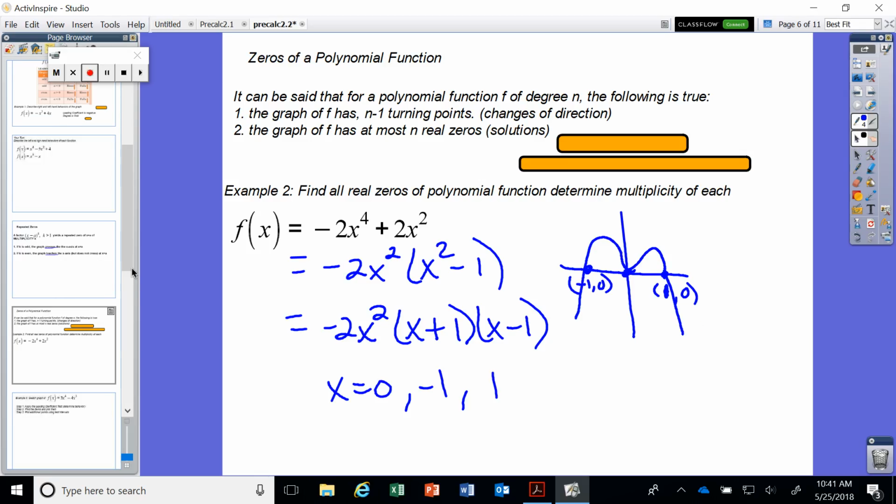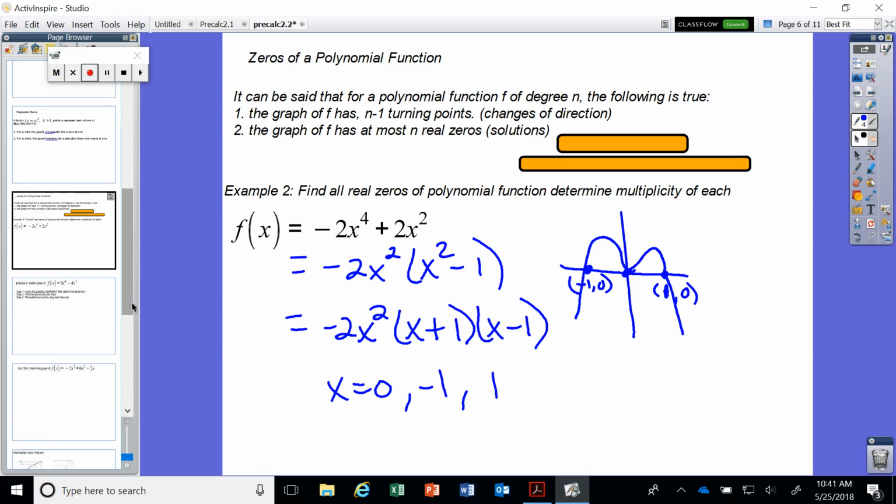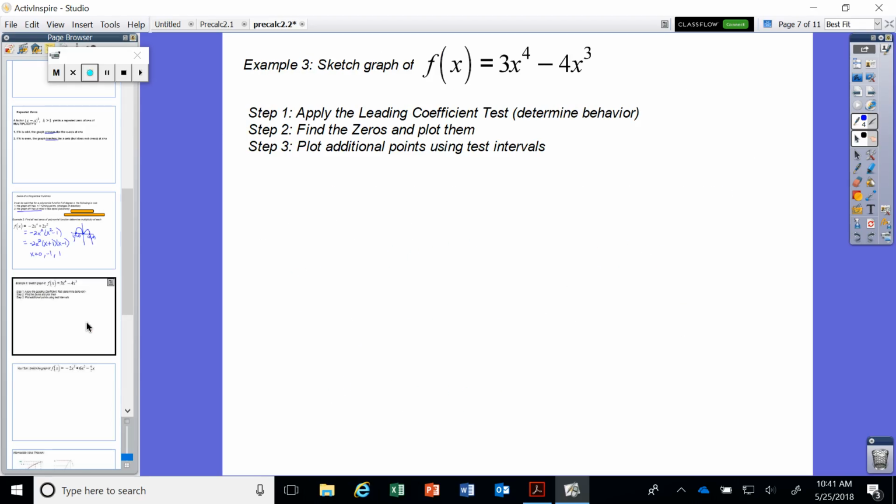All right. So that kind of shows a little bit about turning points and talks about what our zeros are. And specifically, we can relate that to the second point on here as well, where it says, hey, the graph has at most n real zeros. So the highest degree was 4, and so we confirmed that it didn't have any more than 4 in this particular example.